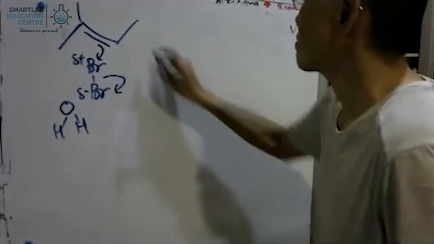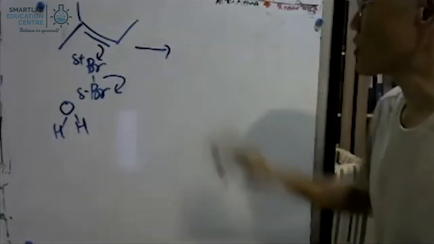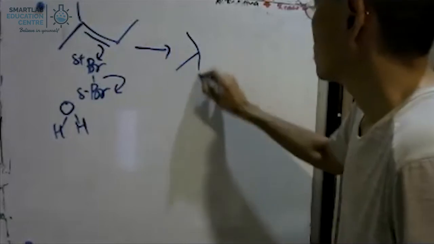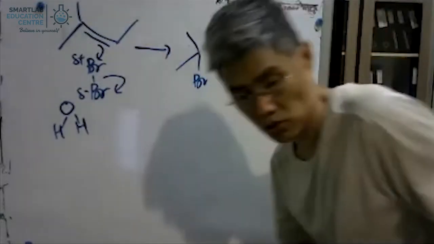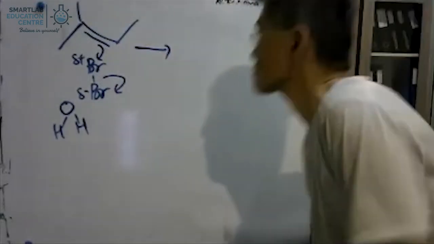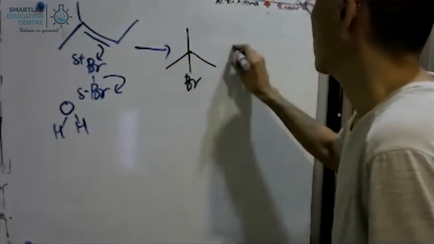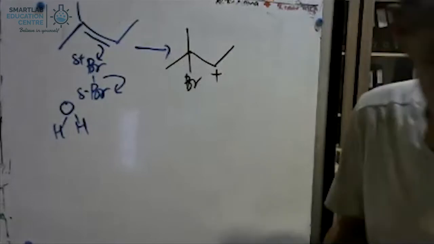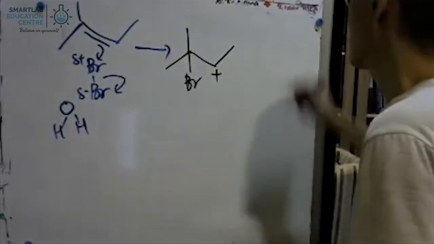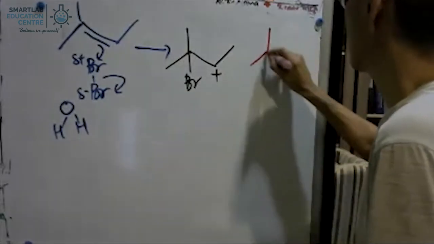Option one, we're going to have a different color for that. The bromine goes here. Let me use a different color. You have your option two, which is this.